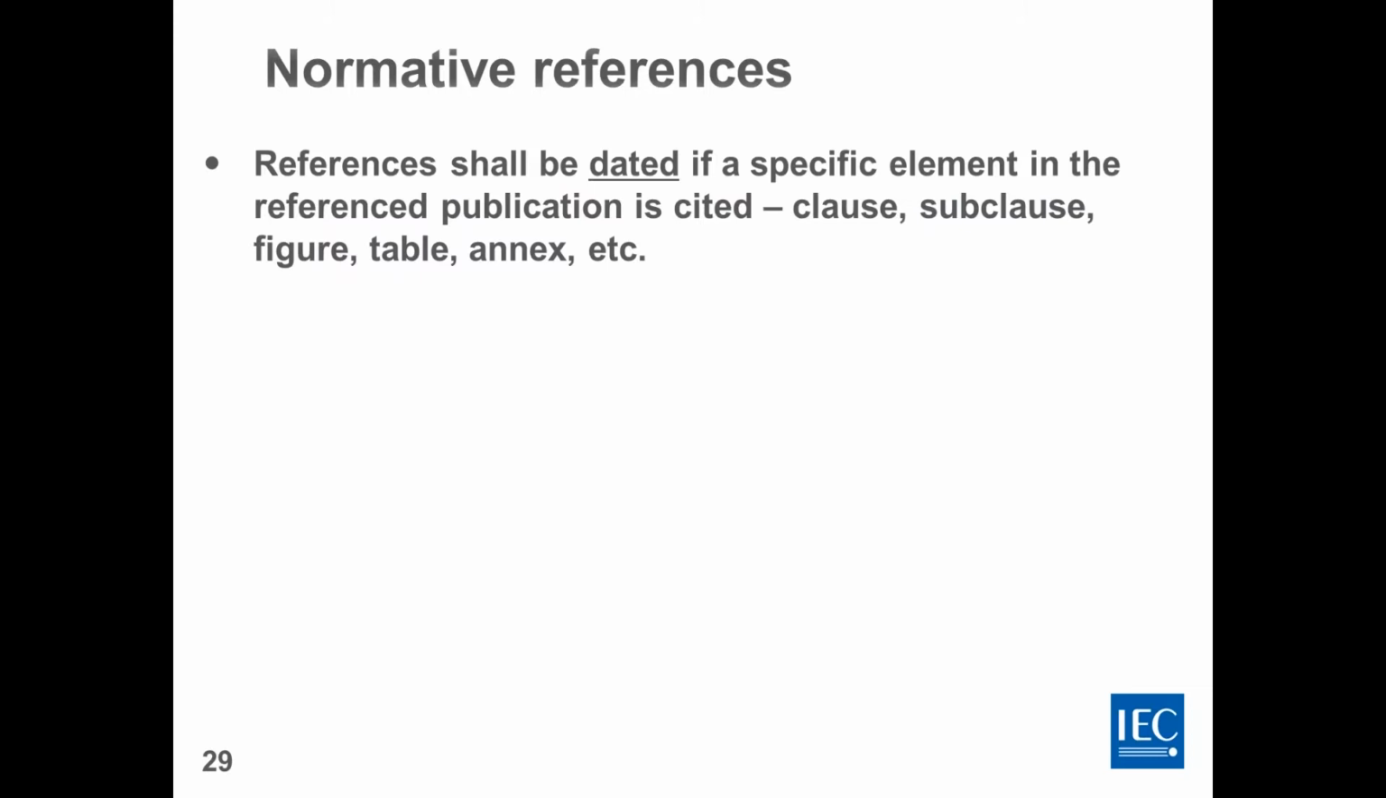So if we take this example, the dimensions shall be according to 60793-2-15:2012 table B1. We are referring to table B1, one particular table, and therefore the reference needs to be dated. If we take another example, the test methods of 61300-2-2 shall be used. That is not very specific. We're just saying that the methods of one particular standard can be used and it's very general in nature, so it doesn't need to be dated.